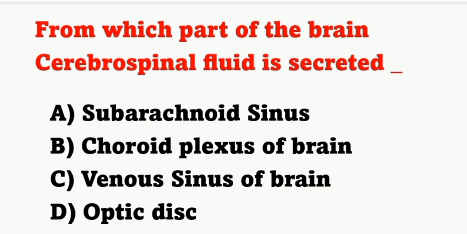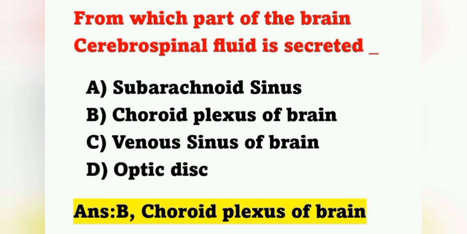First question, from which part of the brain is cerebrospinal fluid secreted? Option A, subarachnoid sinus. Option B, choroid plexus of brain. Option C, venous sinus of the brain. Option D, optic disc. CSF is secreted by the choroid plexus of the brain. It is a network of brain capillaries which is present at the lateral ventricles of the brain. Option B is the correct answer.